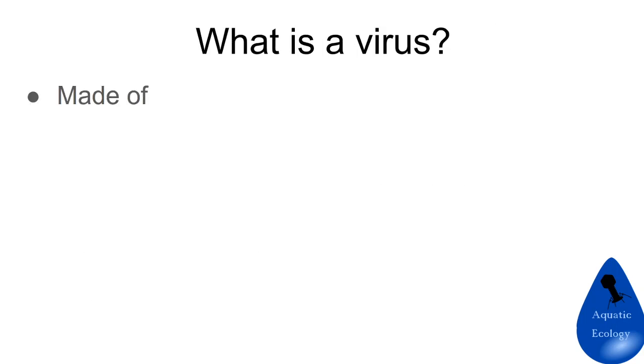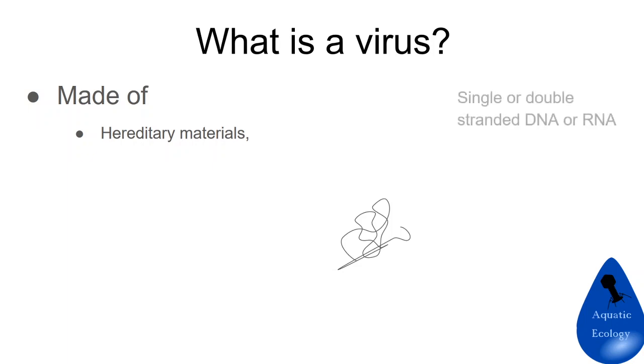So, what is a virus? A virus is an infective particle that contains hereditary materials, right? The chemical building blocks of biological information, which can occur as single-stranded or double-stranded DNA, or as RNA. And that's important for identifying groups of viruses.